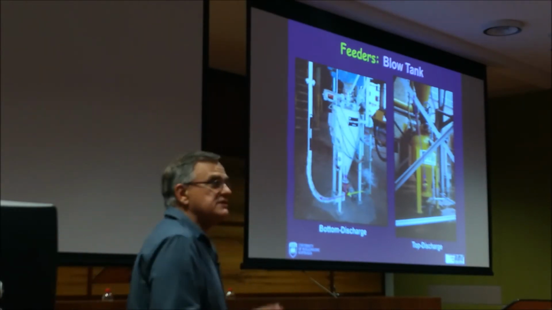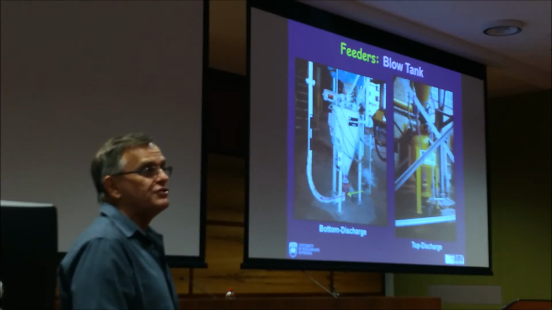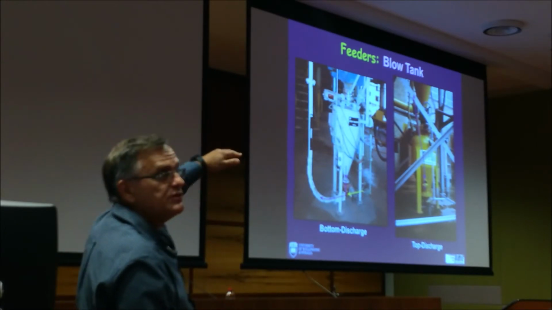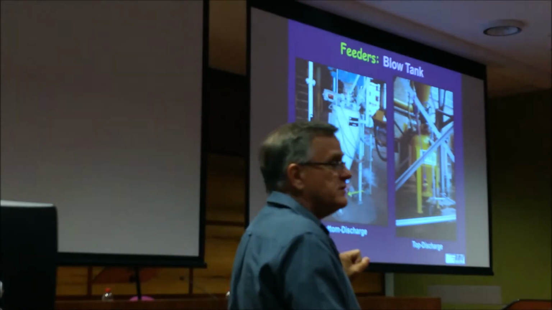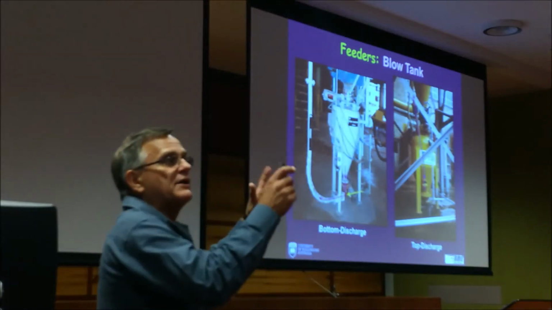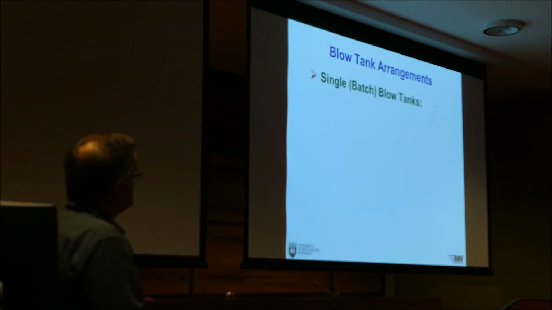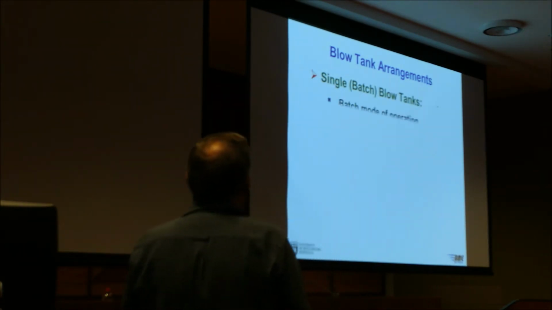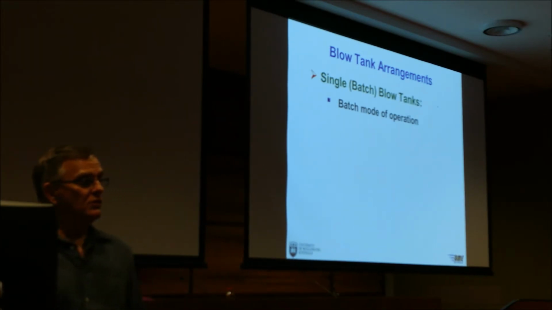Now these blow tanks are what we call a batch feeding system. Batch, but one blow tank. So the mass of material we put in there, we call that the batch size. So we might put 1 tonne in there or 200 kilos, whatever it is. That's the batch size. That's what we call a batch blow tank. So with single blow tanks, they're batch systems. So how we operate them is what we call a batch mode of operation.